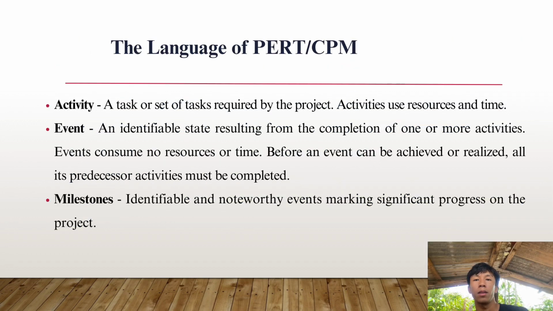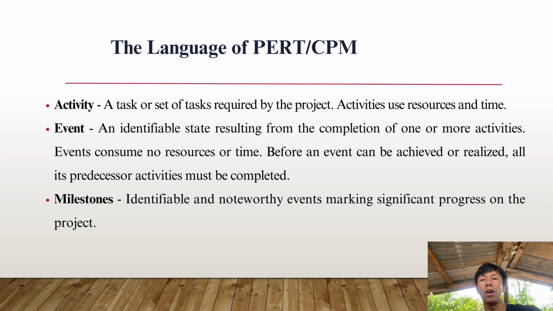In project management, especially in methods like PERT, or program evaluation and review technique, and CPM, or critical path method, we use specific terms to describe the different aspects of the project progress. So first is the activity. Activity means a task or set of tasks required by the project. Activities use resources and time. Think of activities as the tasks you need to do to complete your project. These tasks could be anything from writing a report to conducting an experiment or building a prototype. So each activity requires resources like time, material, and effort.